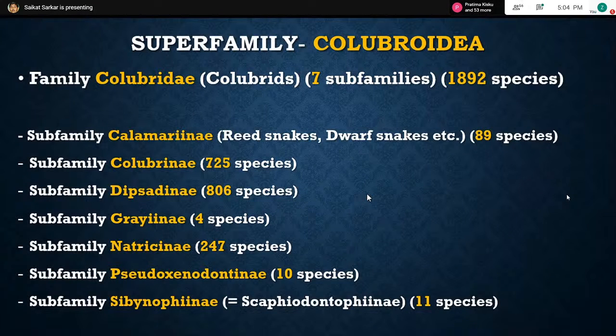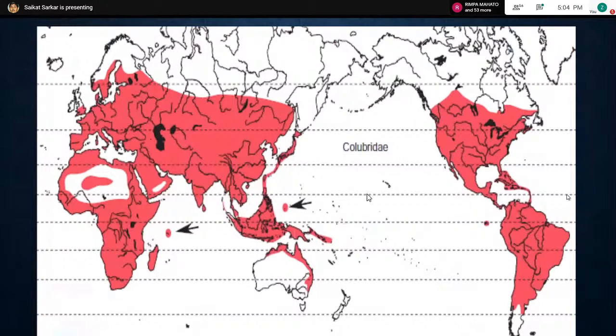As I already told, I won't be going into the subfamilies, so I'll stick to families only. Now, as you can see, the distribution of the Colubridae family is almost global. These are the regions where no snake can go. No family of snake you can find here. So this is almost a snakeless region of our world, and in the rest, colubrids are present everywhere.